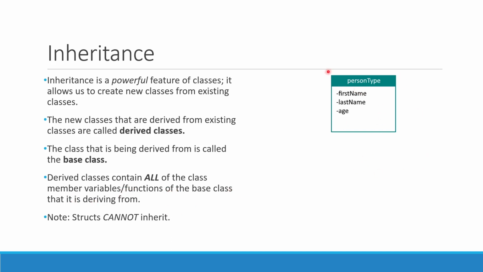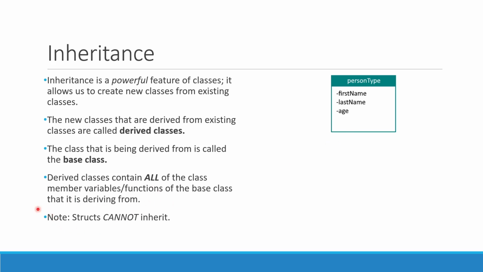So if we have a class named personType.h, we can have student type and faculty type inherit from that, and because of that, we only need to write the variables and setter and getter functions for first name, last name, and age once. That's powerful. That saves us a lot of time and a lot of coding. Okay?